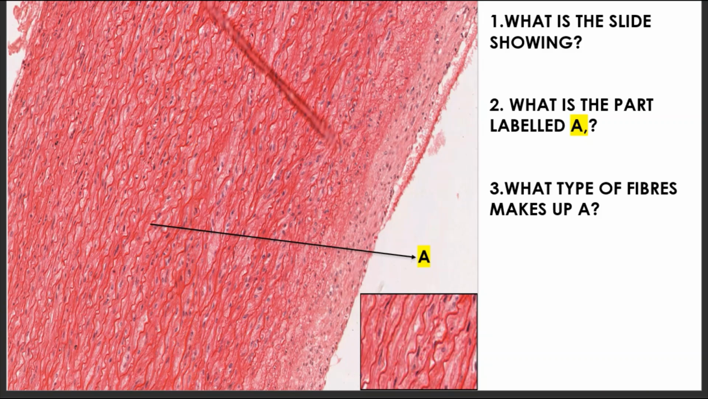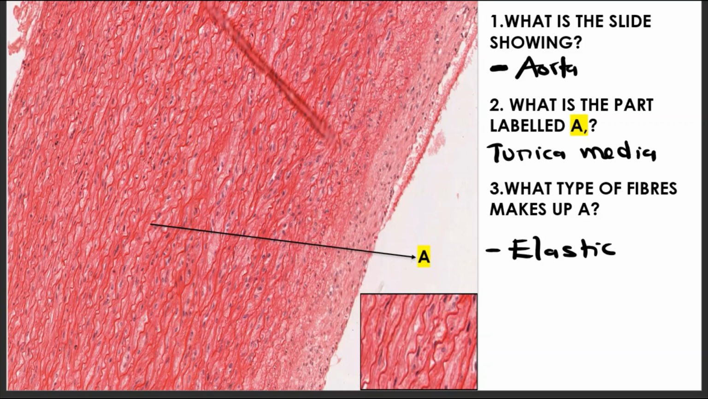What is this slide showing? This is an elastic artery. So this is the aorta, elastic artery. What is the part labeled A? Tunica media, where we find a lot of elastic fibers. So the type of fibers that we find in A are elastic fibers.